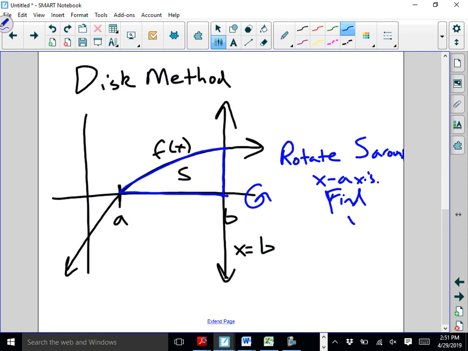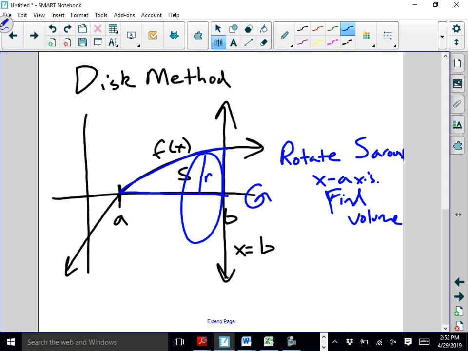So when we revolve this thing around the x-axis, it's going to make something that looks kind of like a bullet, and it's going to be solid. There's no hole in the middle. If I took S and revolved it around the line y equals -1, that would be a washer method. This is simply a disk method, with this distance here being the radius of that disk.